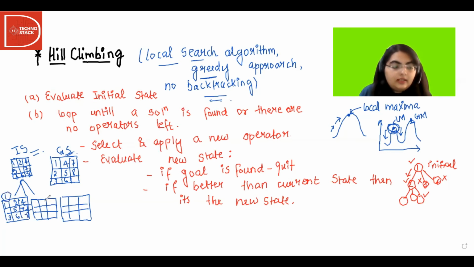And then let's say I move this towards the right side. So 1, 2, 4, 5, 7, 3, 6, 8. And then maybe I'll just push it down or push it up. So 1, 2, 4, 5, 6, 7, 3, and 8. I pushed it down. Okay, so this is my second state, this is my third state, and I'll have more such states possible for the up, down, left, right approach.